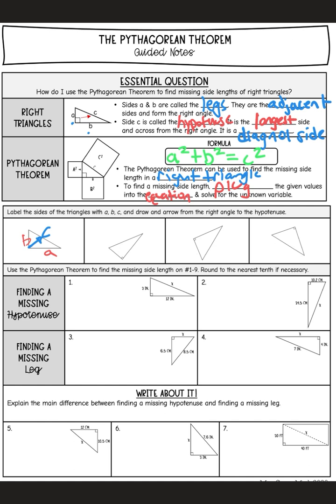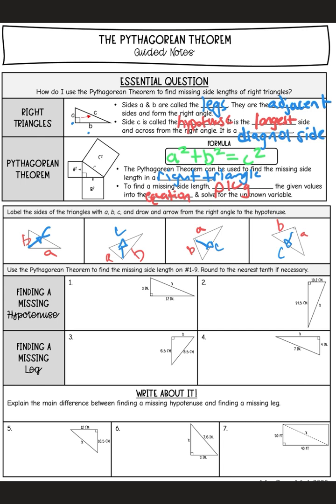So now I'm going to do the same thing here on this next one. Got the C side, got the C side, and I got the C side, which means all the other sides are A and B. Bam. The Pythagorean theorem, we can use the Pythagorean theorem to find the missing side lengths on problems 1 through 9. Round to the nearest tenth if necessary.